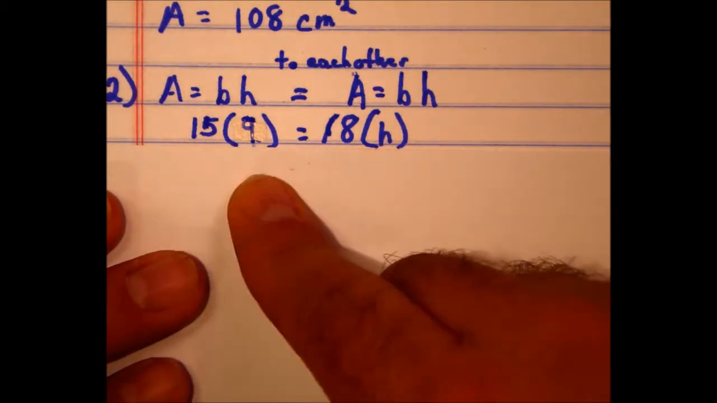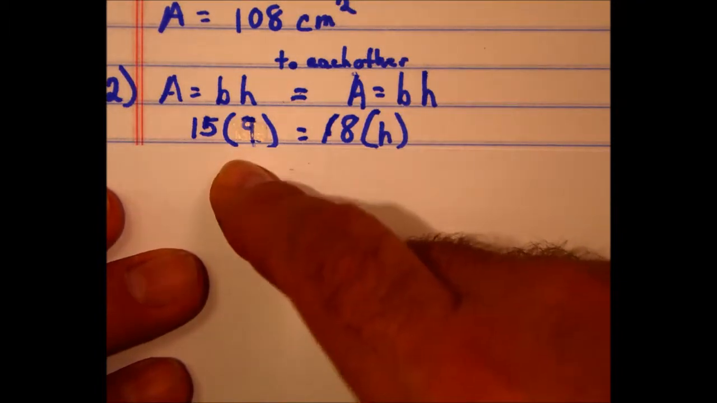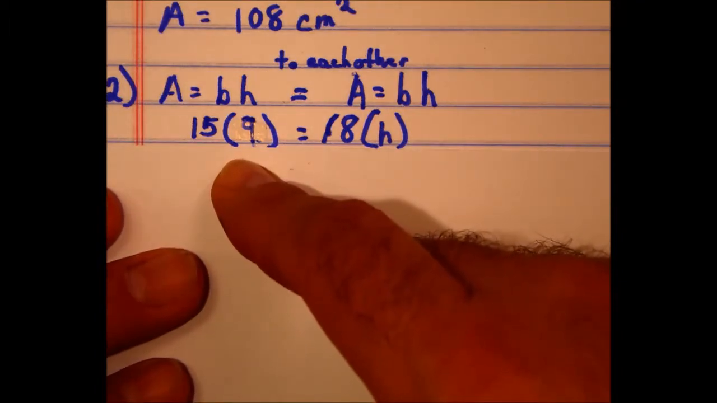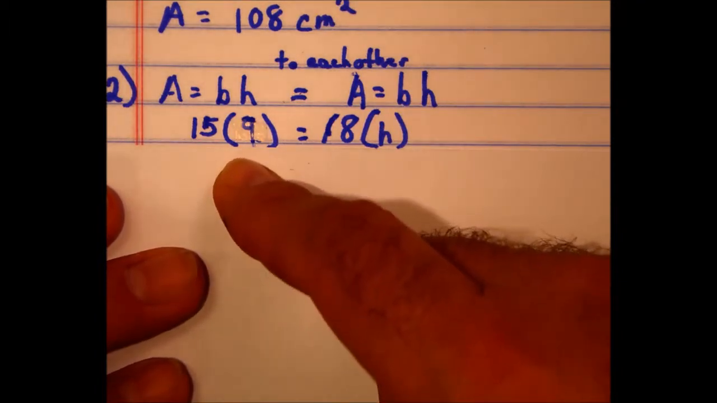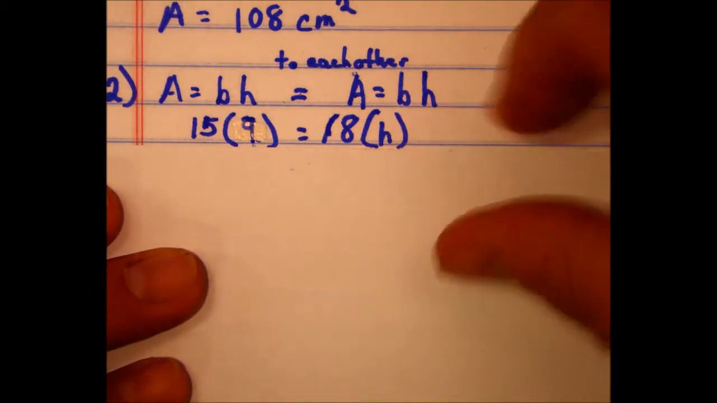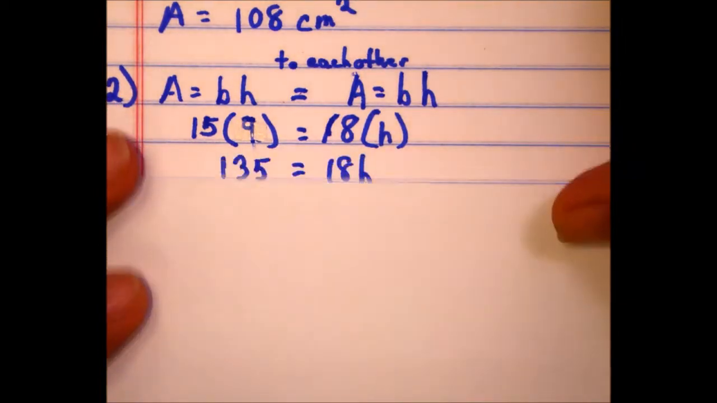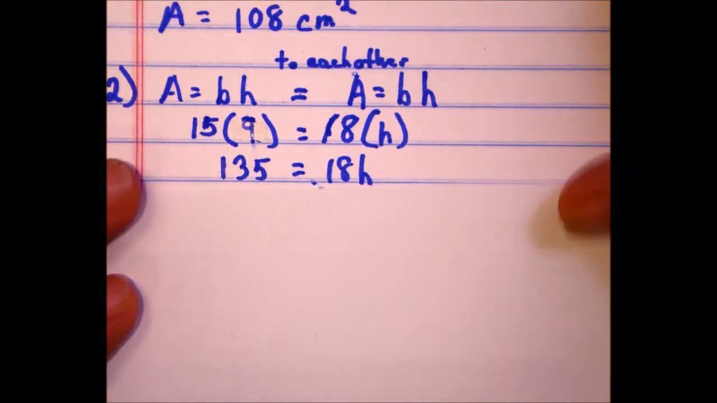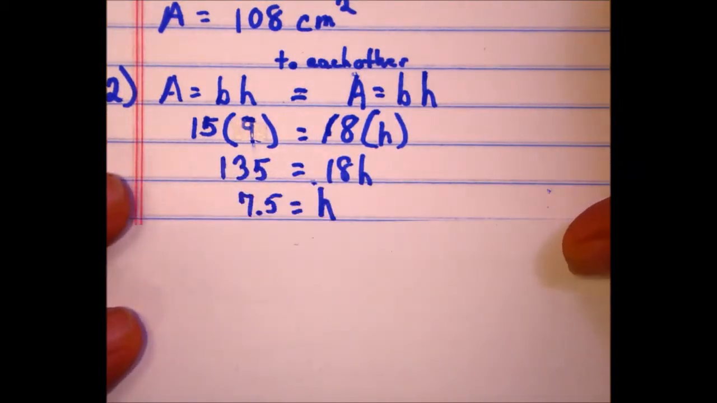But here you have 15 times 9. They told you that they were corresponding and that they matched. And 18 and H would be the other 2 that are corresponding and match. You put them equal to each other, you do the math. Okay, you get 135, divide by 18, you get 7.5 H.